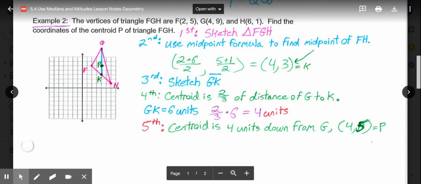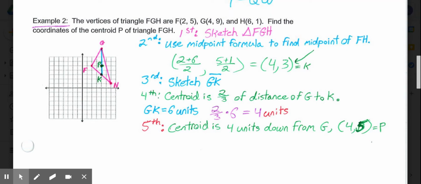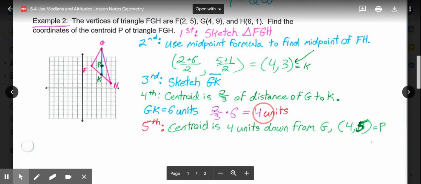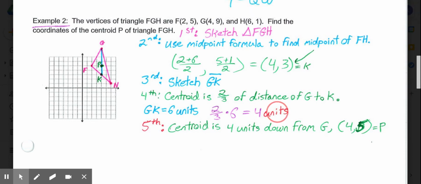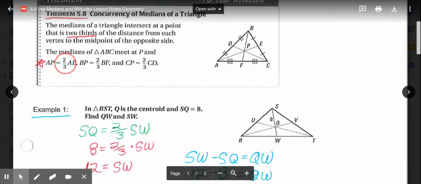So the idea for this is you'd sketch your triangle, you'd find the midpoint of one side, and you'd draw that median, and then you'd figure out how long the median is and multiply it by 2/3 to figure out how far from the vertex your centroid is. So again, everything goes back to this idea that the centroid is 2/3 of the whole median length.